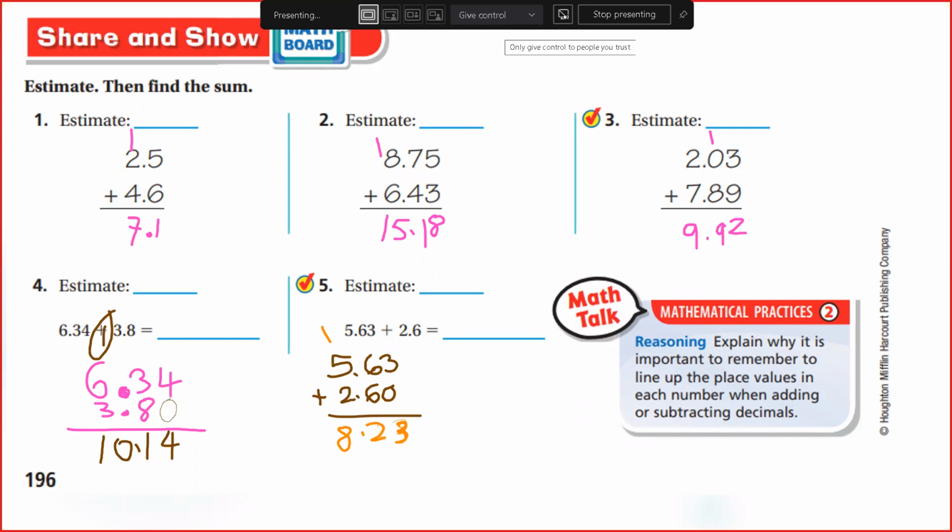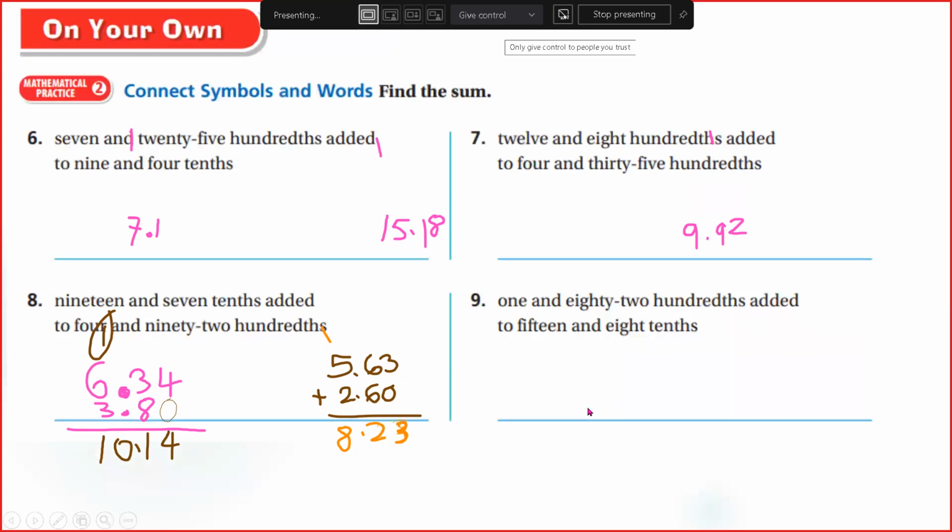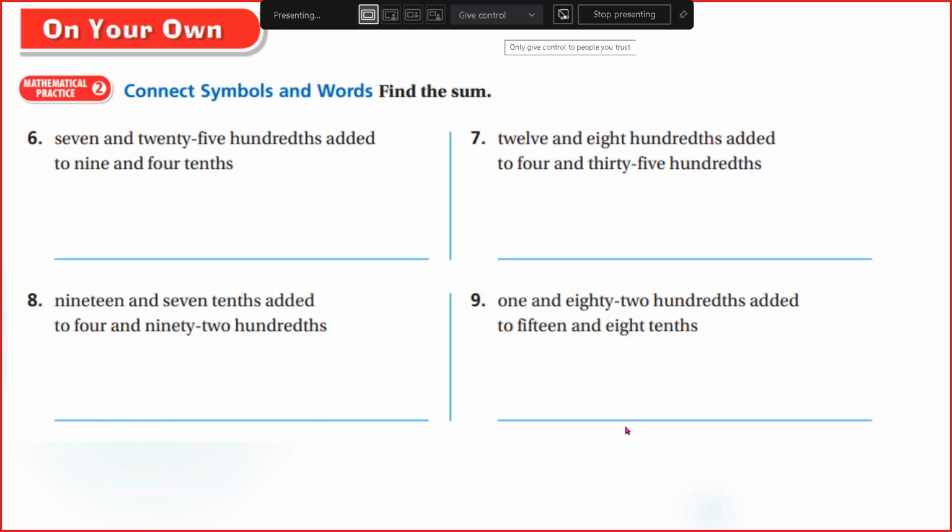It's in your book. Estimate. Don't solve it. Don't write anything. Estimate. Don't solve it. I don't want you to estimate. No, okay. Next. Now here. Connect symbols and words. After you write it, find the sum.